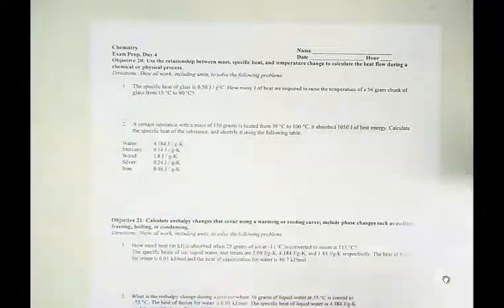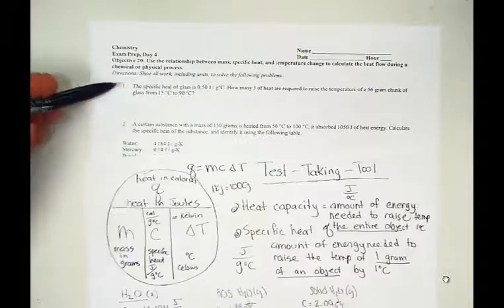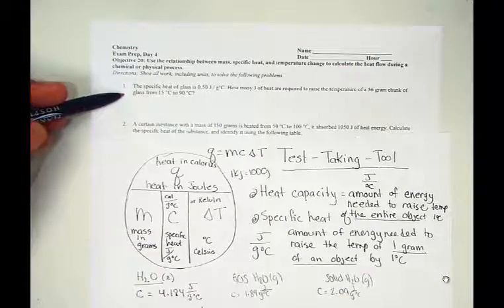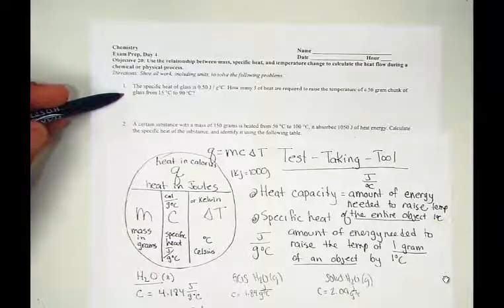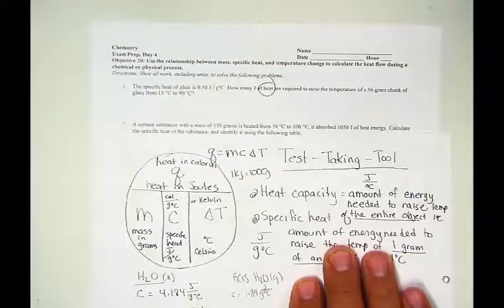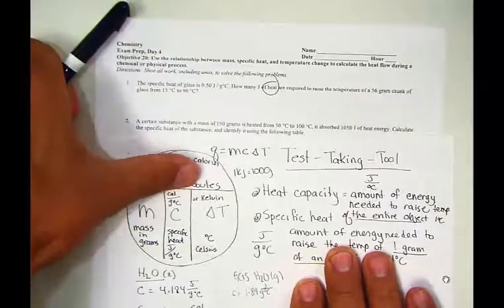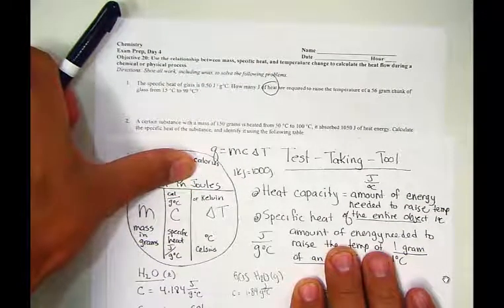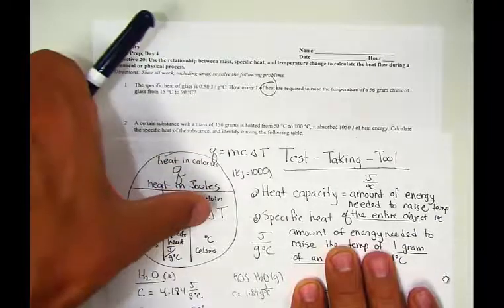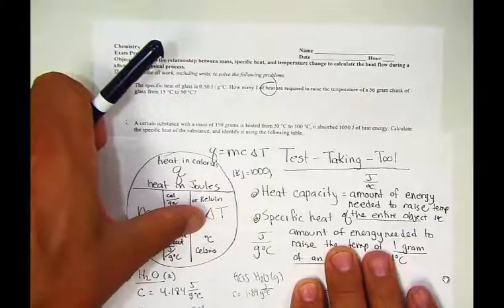The first one is a heat question. The specific heat of glass is 0.50 joules per gram degree Celsius. How many joules of heat are required to raise the temp of a 56 gram chunk of glass from 15 to 90? So I'm after how much heat. That's what I cover up on the round little buddy. Heat, when I cover that up, tells me I just take the mass times the specific heat times the delta T, which is change in temperature.